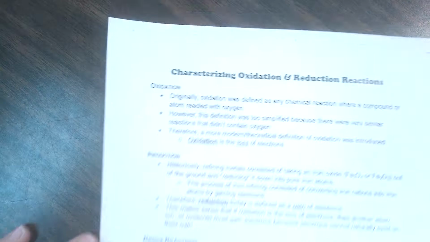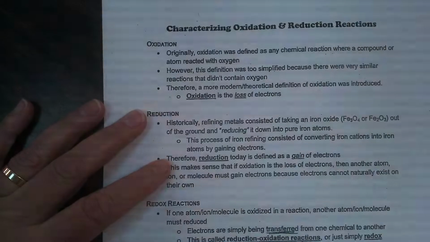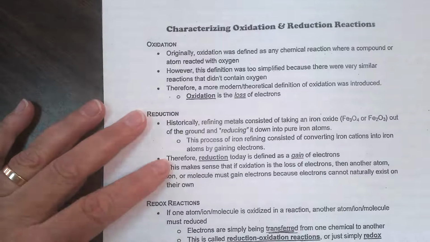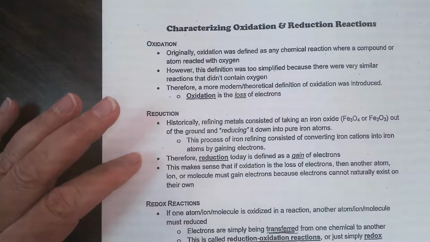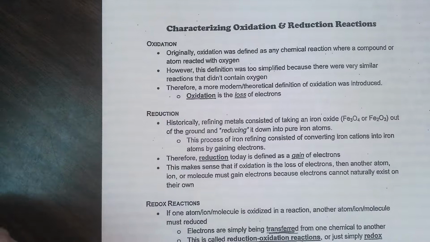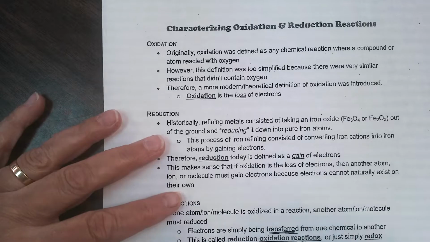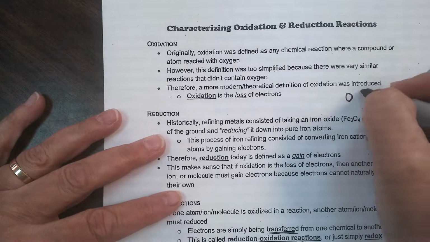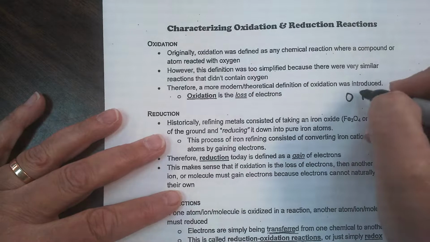All right. We're going to look at characterizing oxidation and reduction reactions. So oxidation typically was, the original statement was a reaction that involved oxygen. Well, there's a bazillion reactions out there that don't contain oxygen. And so the modern theory is that we call it oxidation where we see a loss of electrons. Okay? So an oxidation is a loss of electrons.